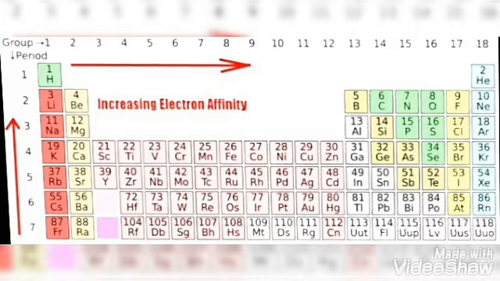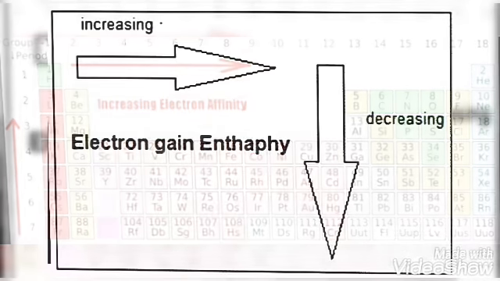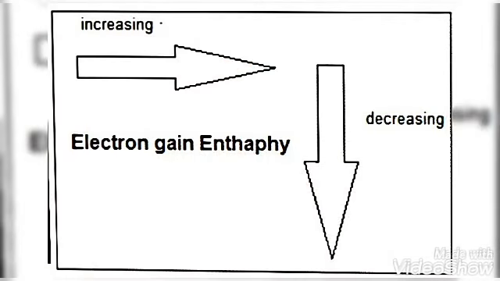In a group, it decreases because size is increasing. As the size increases, the nucleus cannot attract the incoming electron effectively. Therefore, a lesser amount of energy is released in a group. So, electron affinity decreases in a group from top to bottom but increases in a period from left to right. This all depends upon the size of the atom and effective nuclear charge.